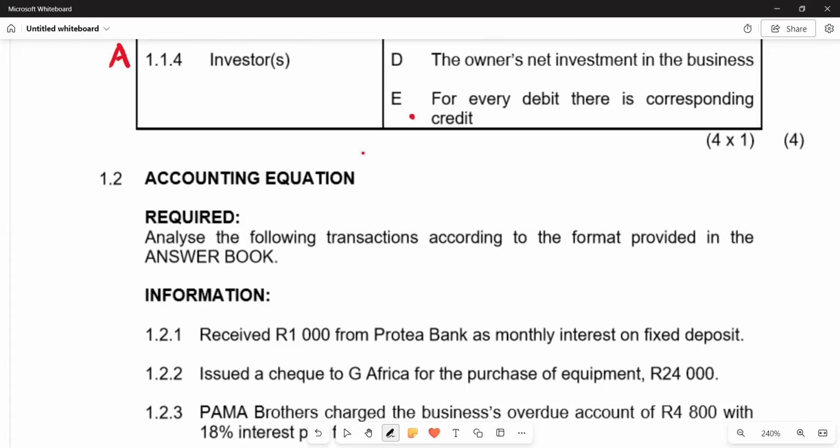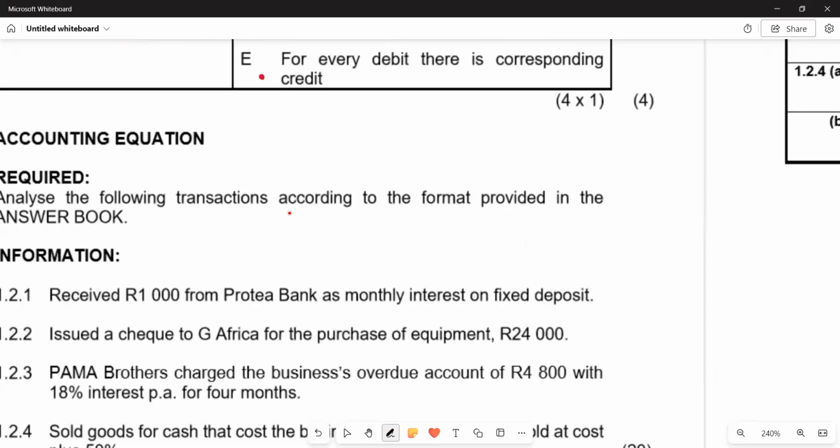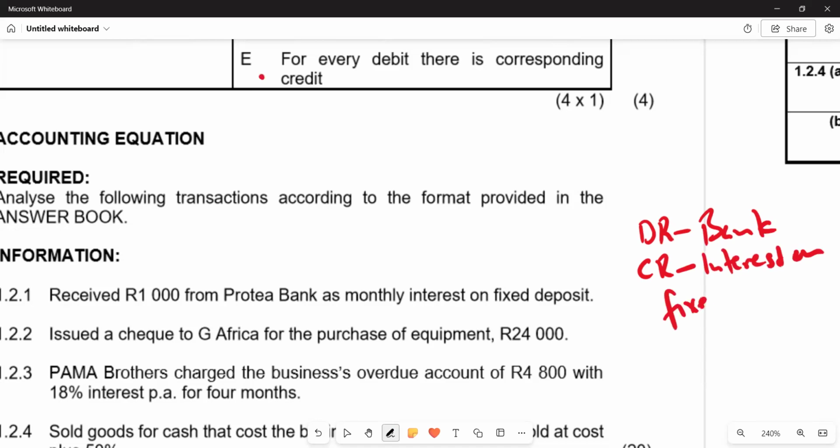Basically, the first thing that you have to do is to identify the double entry accounts. The statement says received 1,000 rands from Protea Bank, so we are receiving money. So obviously, we are going to debit our bank. Then received 1,000 from Protea Bank as monthly interest, and obviously we're going to credit our interest income, so we can just say interest on fixed deposit.